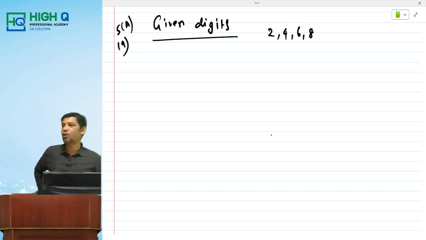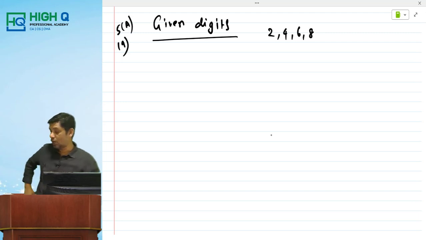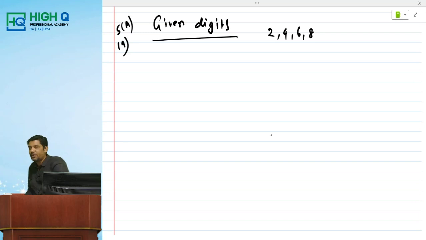Okay, using these 4 digits, how many numbers can be formed? How many different 4-digit numbers can be formed using these 4 digits? So 24 numbers. They ask you to find the sum of all 24 numbers. Let me start. What is the first number? Is this going to be the first number, my dear? What is going to be the second number?